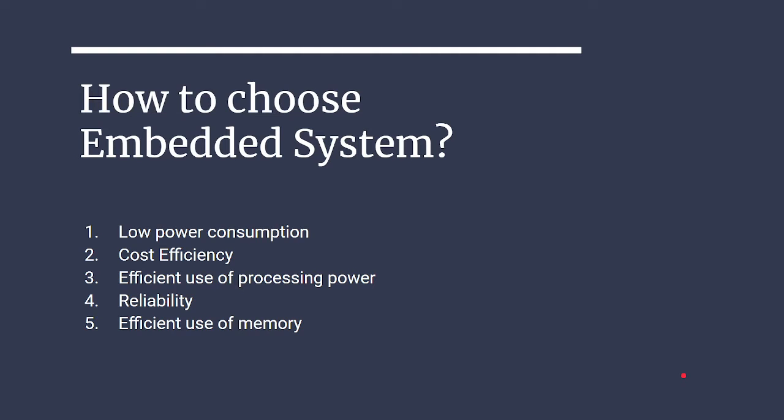So let's see how to choose an embedded system. So there are five factors which affect while choosing embedded system. So an embedded system should consume low power. It should be cost efficient. It should also have efficient use of processing power. The system should be reliable, and it should use memory in an efficient way.